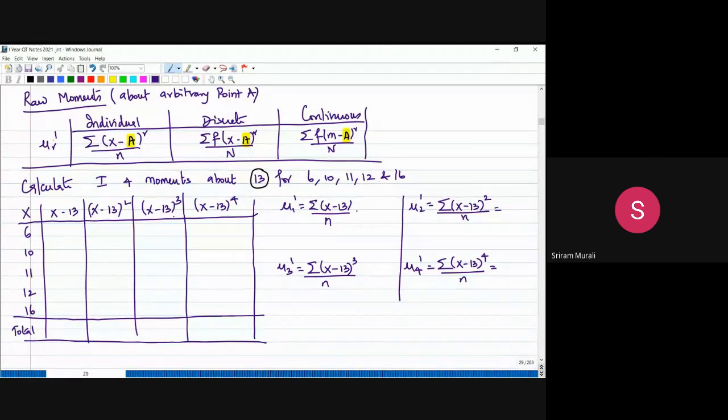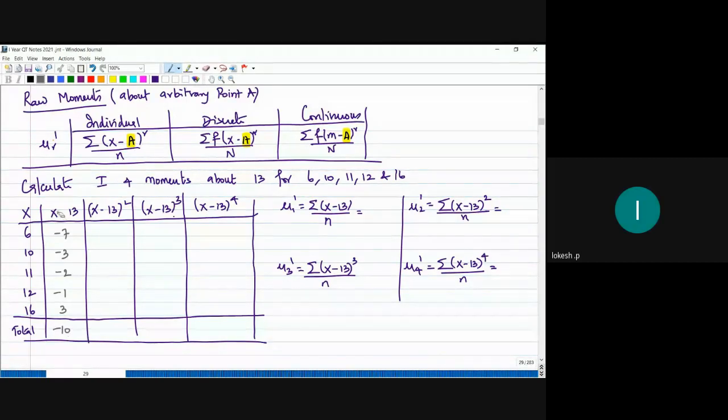Now, as usual, I should start. Have you understood the difference? Yes, sir. So x minus 13, which would mean 6 minus 13 is minus 7. This is 10 minus 13, 11 minus 13, 12 minus 13, 16 minus 13. Add everything.